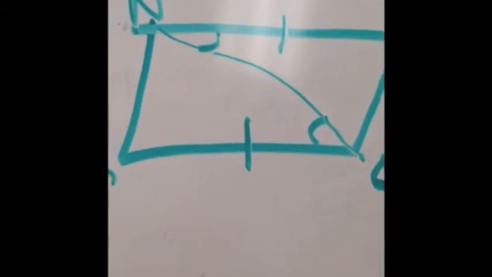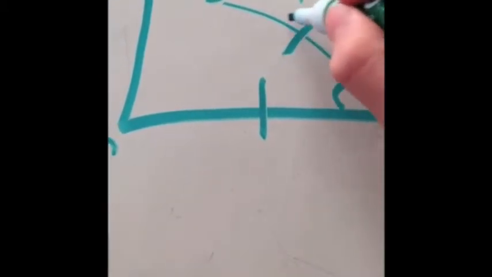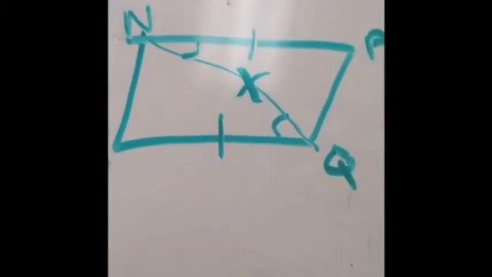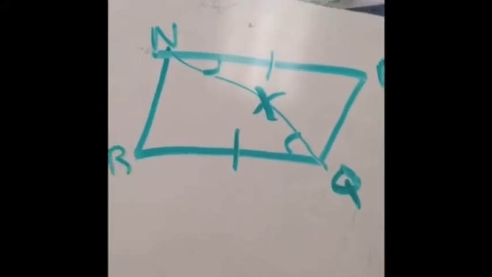For this problem, it can be proved congruent by side, angle, side, because of the reflexive in the middle, and then the congruent side, and then congruent angle. SAS.